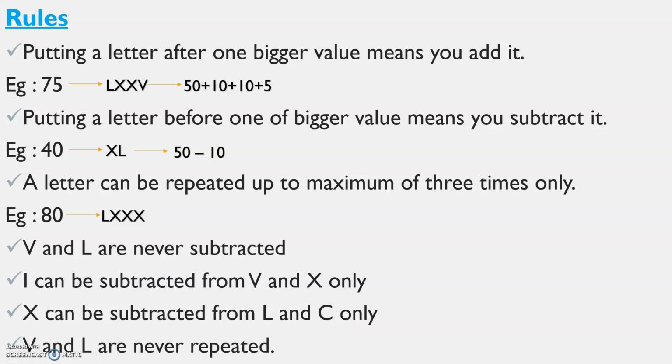V and L are never repeated. That means V is 5 and L is 50. They both are never repeated.